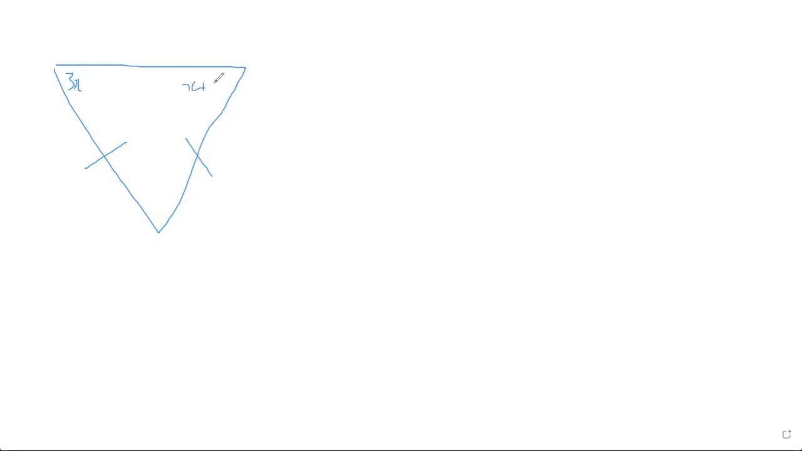Now, as I said before, if these are isosceles triangles, we know that these 2 angles have to be equal, right? The bottom 2 angles are always equal. So that means 3x equals x plus 50. These are the same size. So the third angle is irrelevant.